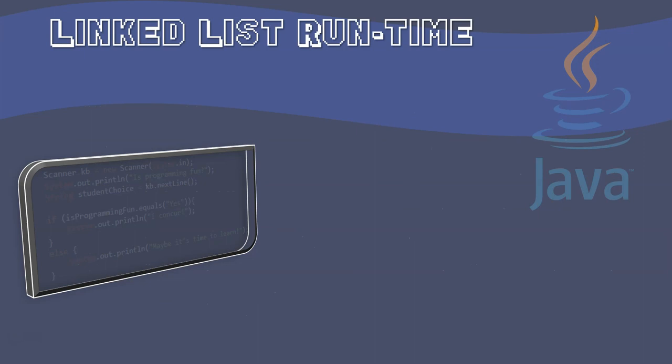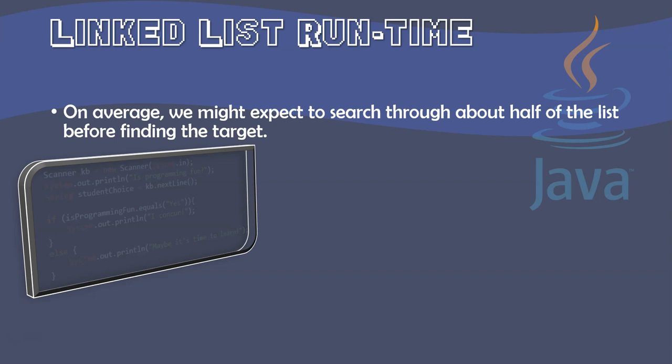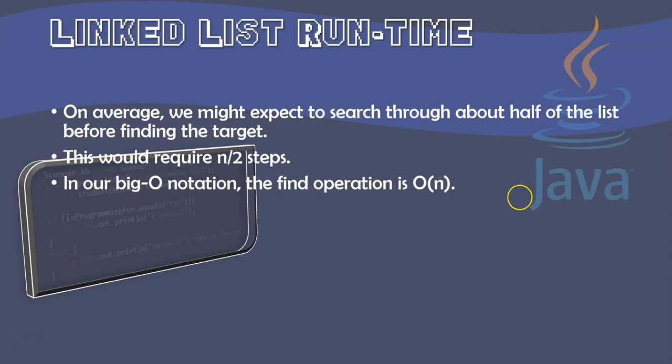Now, what does this mean for a linked list runtime? Well, on average, you can expect to search through roughly half the list before you find your target. This means it's going to require n over 2 steps. In our big O notation, the find operation would be big O of n, because that's the same. If we look at n over 2, well, that's the same as 1/2 times n. And remember, I said that a constant doesn't matter as much, because we're simply looking at the variable that's attached to it. So that's how we get big O of n.